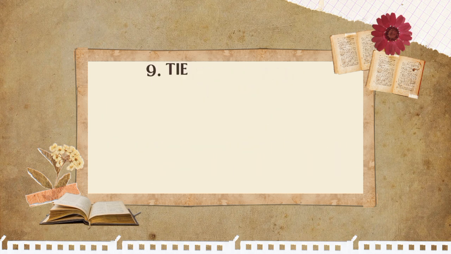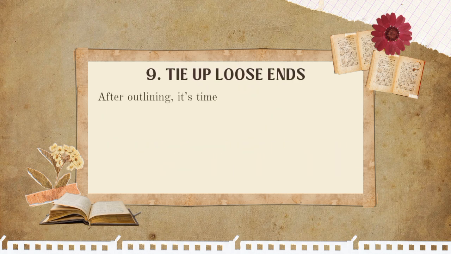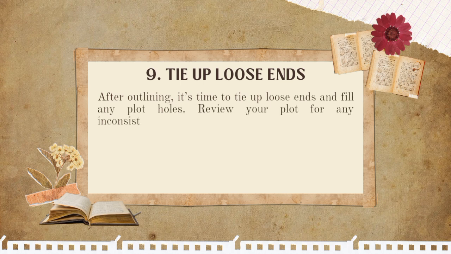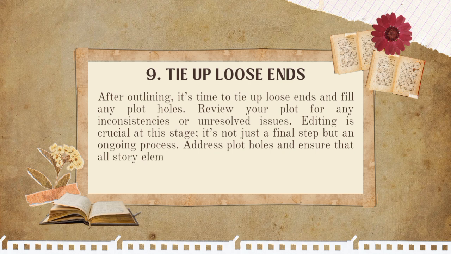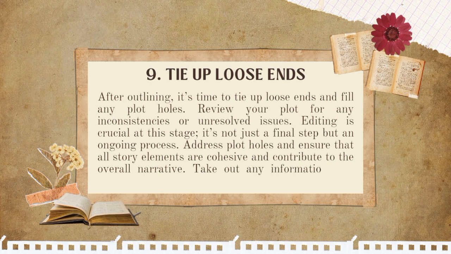Number 9. Tie up loose ends. After outlining, it's time to tie up loose ends and fill any plot holes. Review your plot for any inconsistencies or unresolved issues. Editing is crucial at this stage. It's not just a final step, but an ongoing process. Address plot holes and ensure that all story elements are cohesive and contribute to the overall narrative. Take out any information that might be unnecessary.